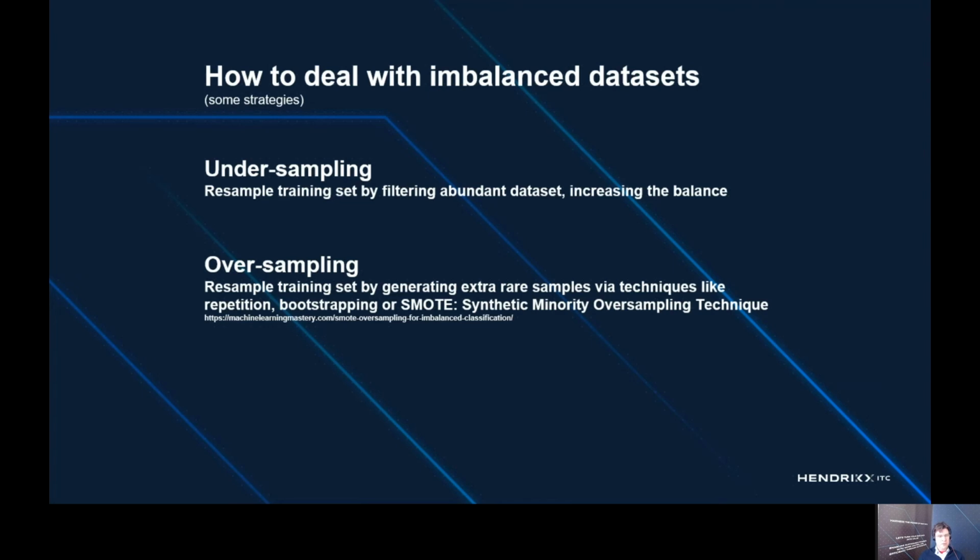And you can also do it the other way around. That is oversampling, generating more samples of the rare data set. That can be done with techniques like repetition, bootstrapping, and SMOTE. You can look it up. The URL is in the slide deck. By the way, we will share the slide deck after this webinar, so you can look it up yourself.